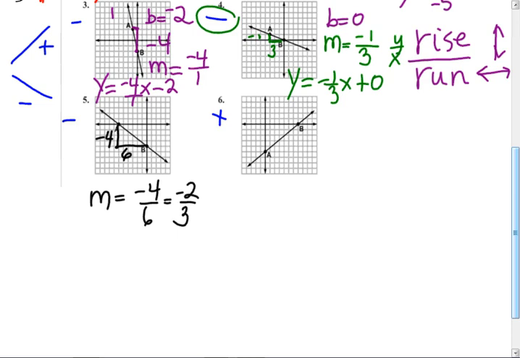Mariah, I want you working on this. Did you get it? What's the y-intercept? B is -4. So what's the equation? Now, you guys, if you don't have an x in there, it's not right. Y equals -4. No. What's times x?